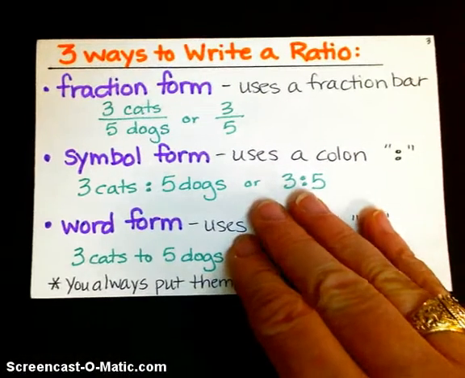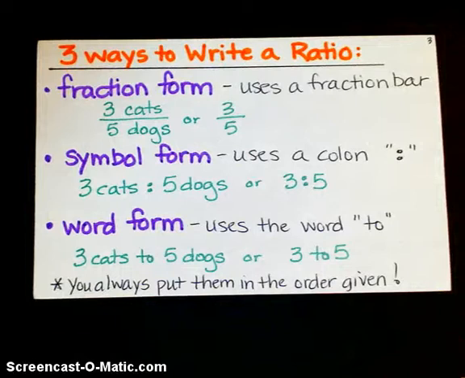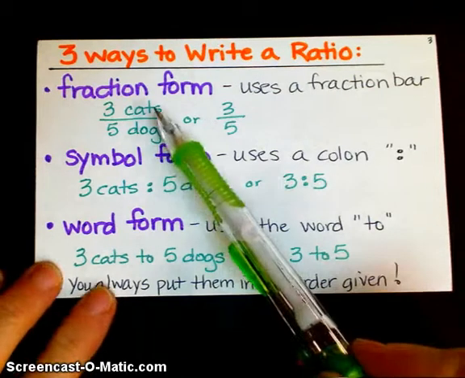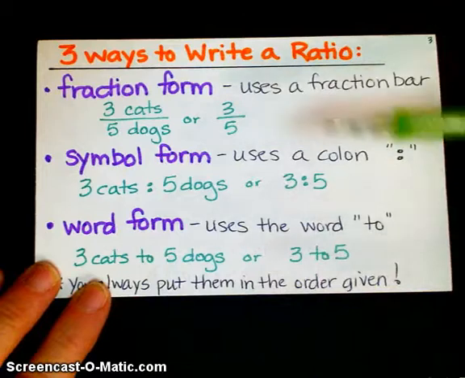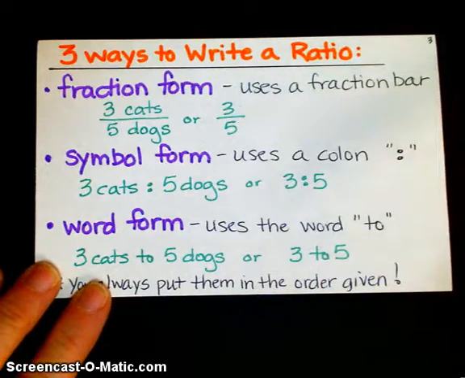Okay, we're diving right in, guys. We learned that there are 3 different ways to write a ratio. The first is called fraction form, and that's because we use a fraction bar. An example here would be 3 cats to 5 dogs. Or if you were just given numbers, it could be 3 to 5.